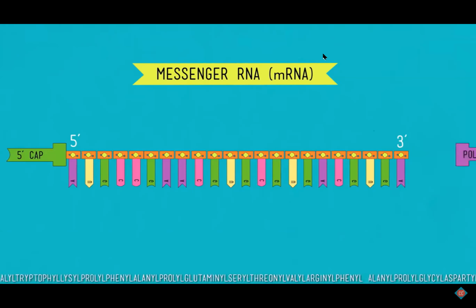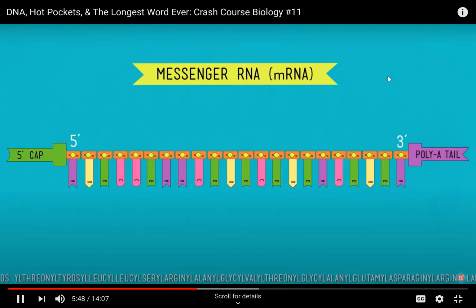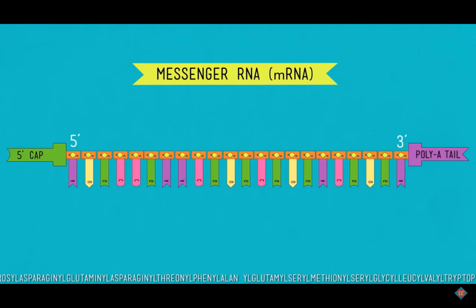On the other end, it looks like I fell asleep with my finger on the A key of my keyboard, but another enzyme added about 250 adenines onto the 3' end. This is called our poly A tail. These caps on either end of the mRNA package make it easier for the mRNA to leave the nucleus. They also help protect it from degradation.